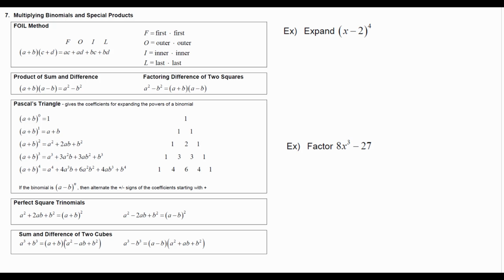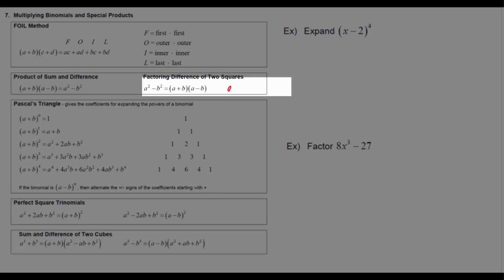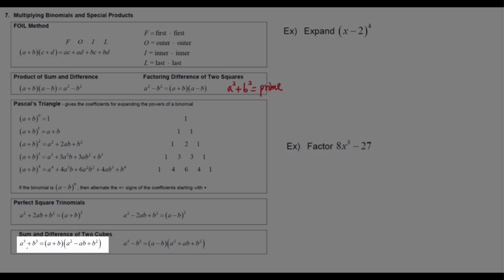You also need to know or remember how to factor sum of cubes and difference of cubes. Now note that a squared + b squared does not factor. It is always prime. However, a cubed + b cubed does factor as (a + b) times (a squared - ab + b squared). A cubed - b cubed factors as (a - b) and (a squared + ab + b squared).